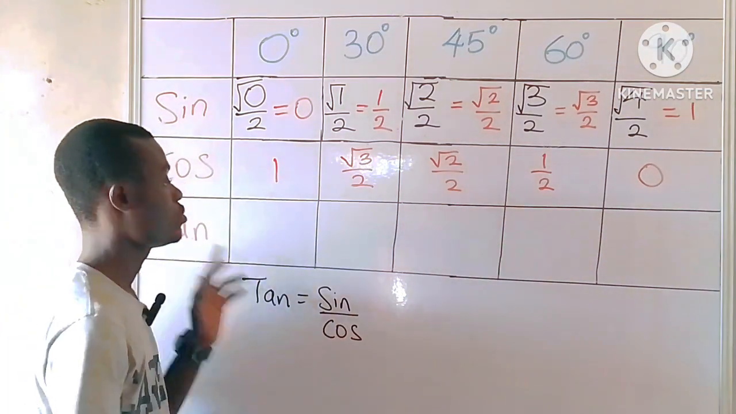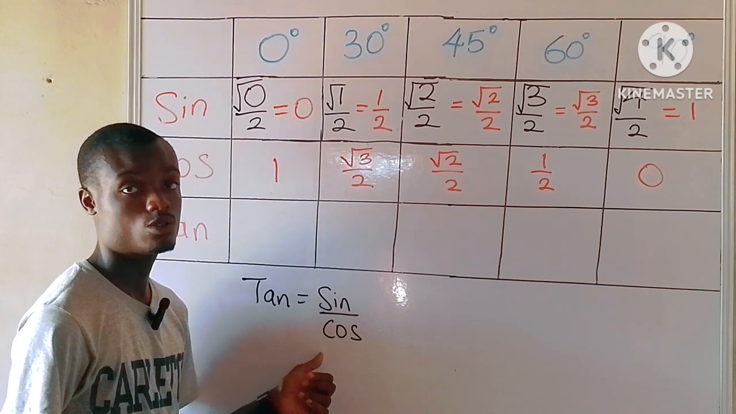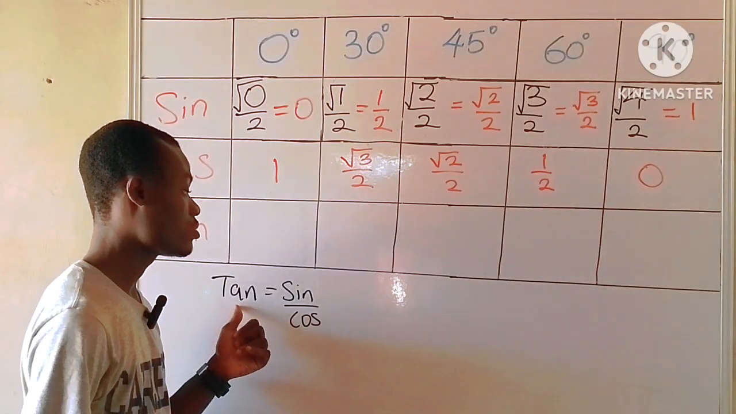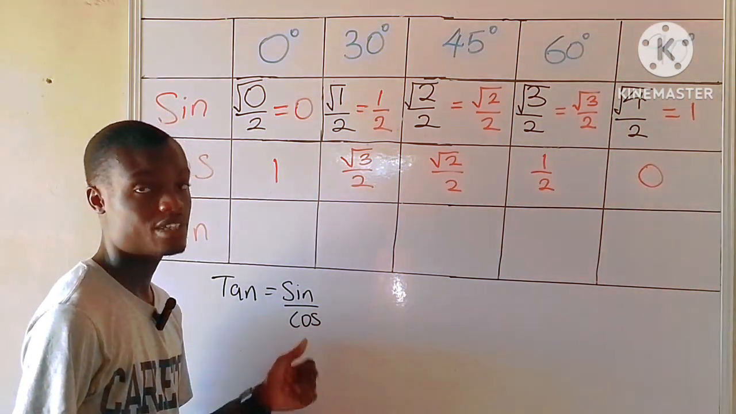So for the last part, which is tan, in mathematics, tan is sine divided by cosine. You can get the tangent of angles by simply dividing the sine of that angle with the cosine of that angle.